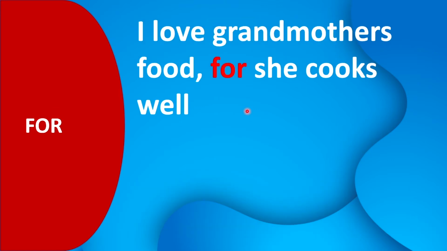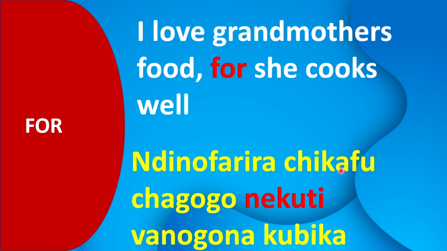Another example: I love grandmother's food, for she cooks well. Ndinofarira chikafu chagogo, nekuti vanogona kubika. I love grandmother's food: I love, ndinofarira, grandmother's food, chikafu chagogo. Nekuti, which is for, she cooks well, vanogona kubika. That's she cooks well. I hope that's clear.